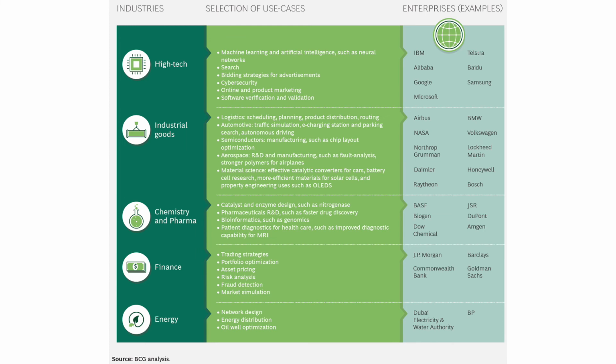This is just an example that BCG compiled of different applications and different companies and different industries that can use quantum computing to solve problems. And we'll double-click on a couple of these.